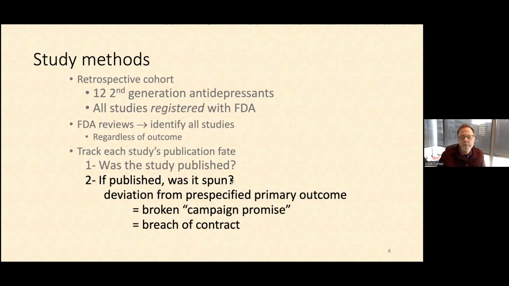And if it did deviate from the pre-specified primary outcome, then basically it amounts to, maybe this isn't so relevant now, at least in the US, since the elections were a couple of months ago, but it's basically like a broken campaign promise. A politician says that they're going to do something, and then, or a breach of contract.